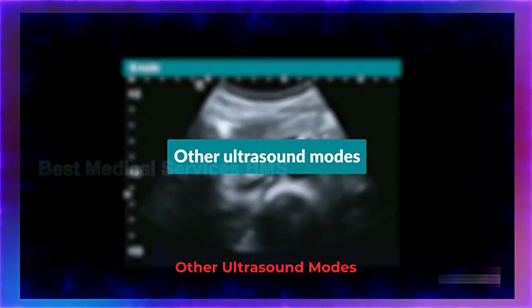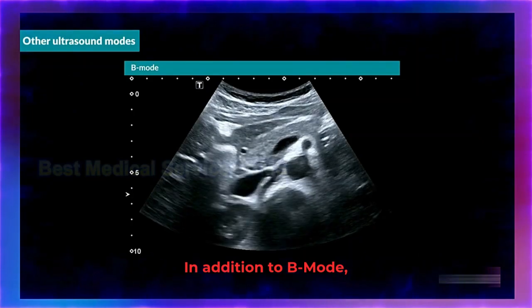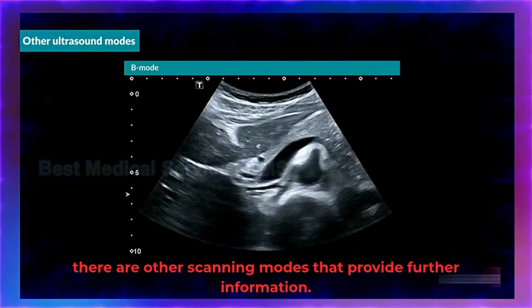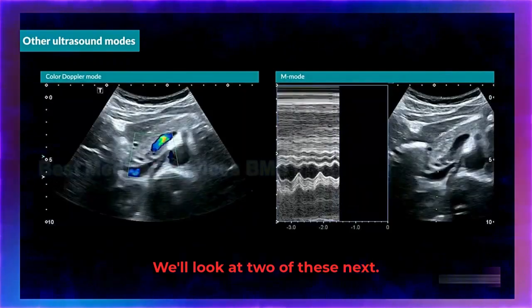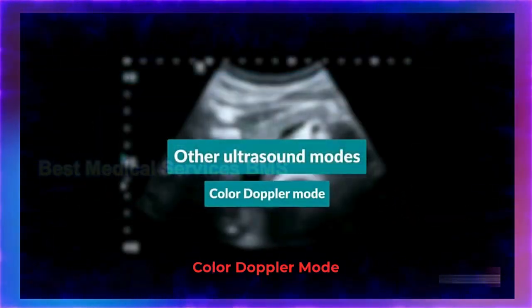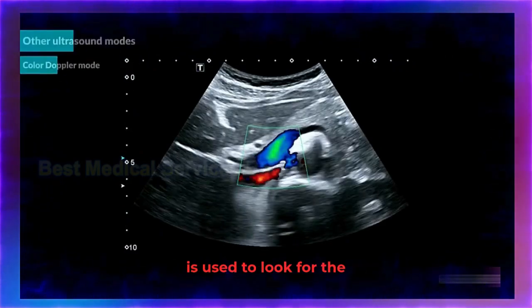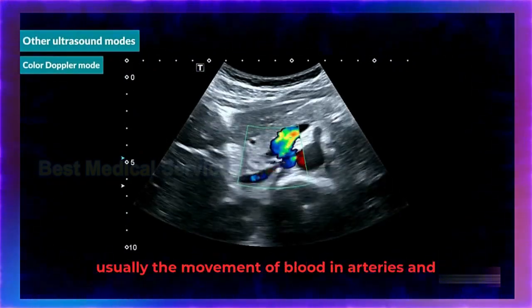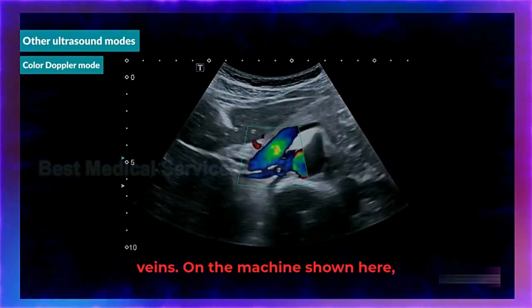Other ultrasound modes. In addition to B mode, there are other scanning modes that provide further information. We'll look at two of these next, color Doppler mode and M mode. Color Doppler mode is used to look for the presence of flow, usually the movement of blood in arteries and veins.